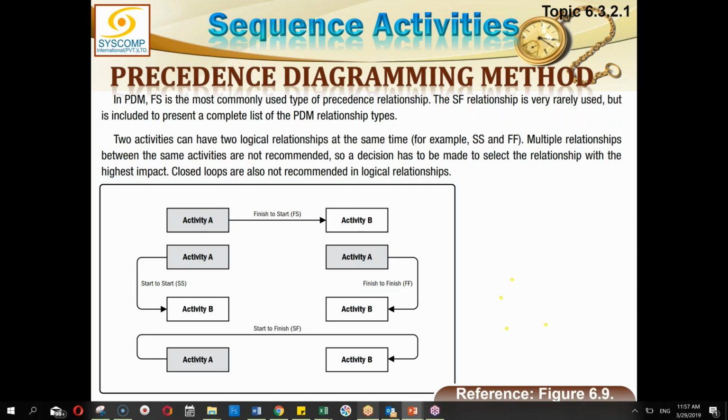Take the example of foundation and wall. Why are you saying that it is impossible to start constructing the wall before the foundation is complete? Because you need a foundation to build a wall on it. So it's like a typical finish to start activity.